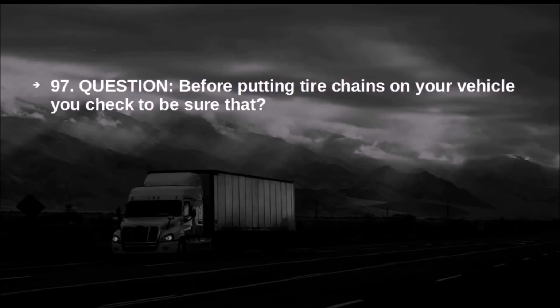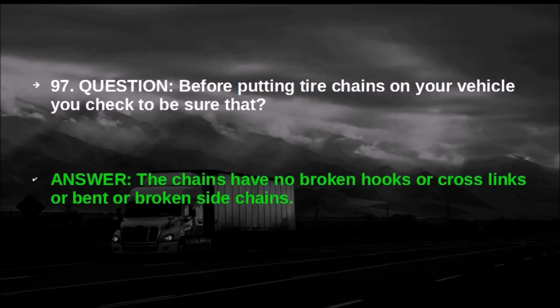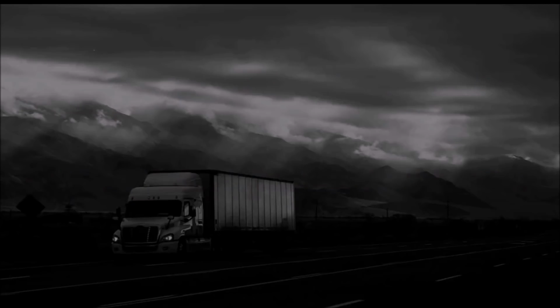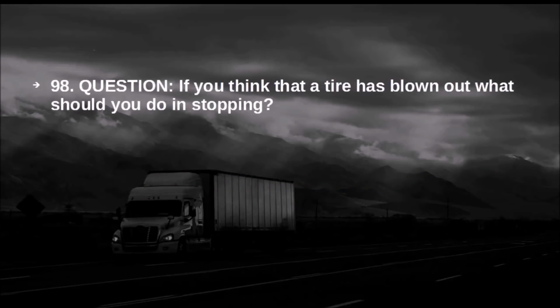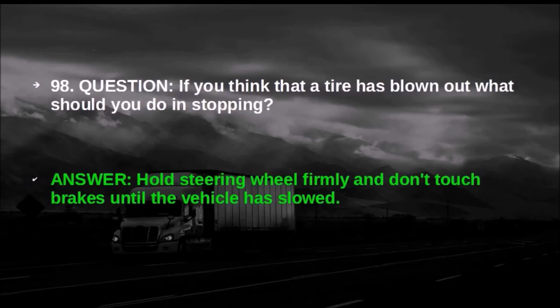Before putting tire chains on your vehicle, you check to be sure that the chains have no broken hooks or cross links or bent or broken side chains. If you think that a tire has blown out, what should you do in stopping? Hold the steering wheel firmly and don't touch brakes until the vehicle has slowed down.